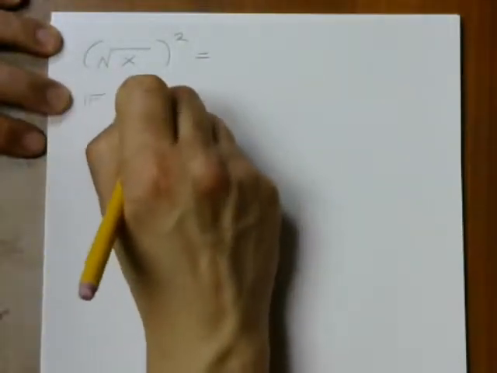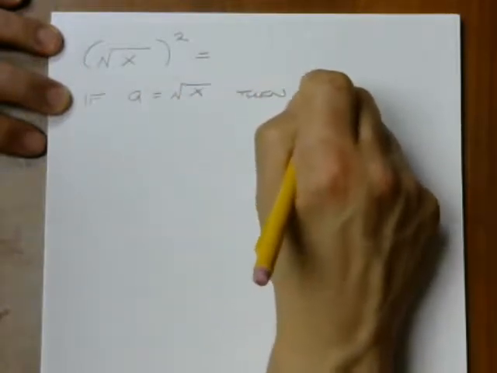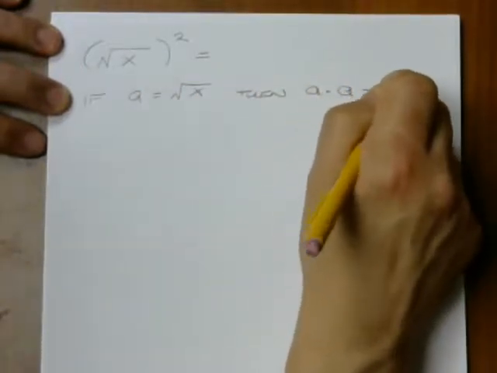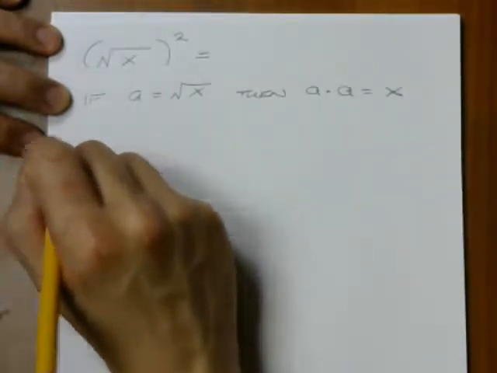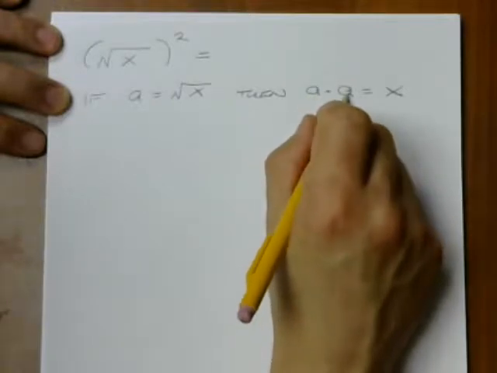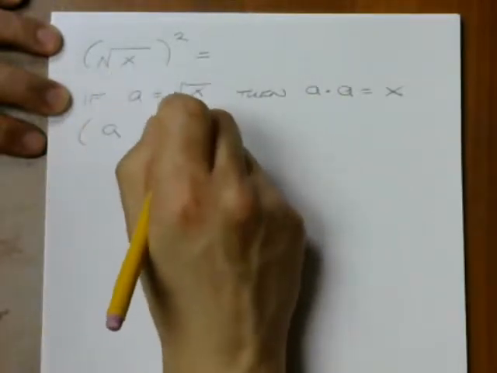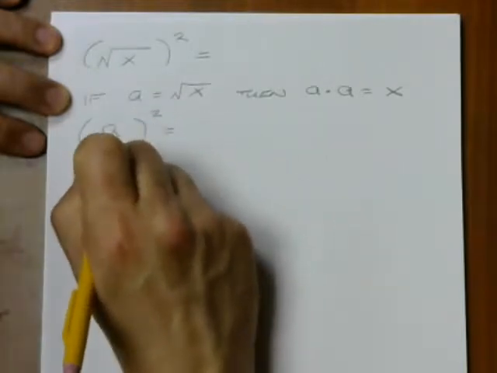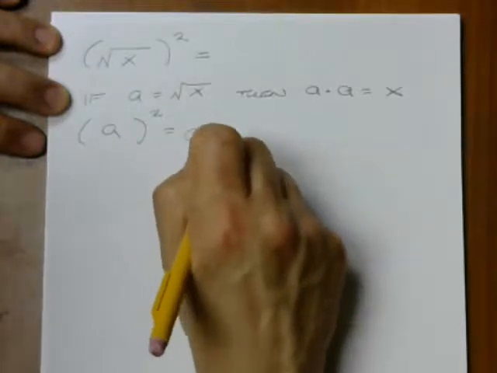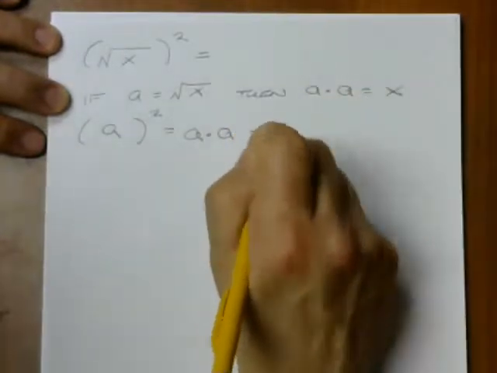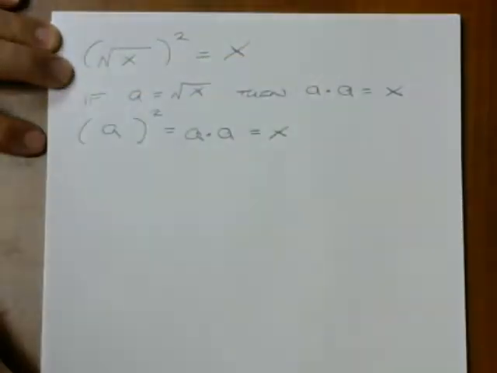You see, if a happens to be radical x, then a times a equals x. So what do I know? Well, I know that a times a is equal to x, and I know that the radical x, we're calling that a. So when I square radical x, I get a squared, which is a times a, which is exactly x. So I get this rule.